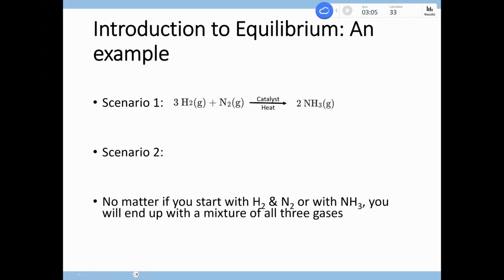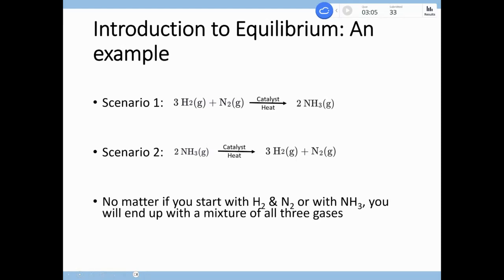So if you have H2 and N2, they'll form NH3. If you have NH3 with a catalyst and heat present, it will decompose and form H2 and N2. So for many reactions, with H2 and N2 present, that will form NH3. But when NH3 is also present, it will form H2 and N2. So we've got these reactants forming the product in the top reaction, and then the product of the top reaction forming reactants, which are included as products here.